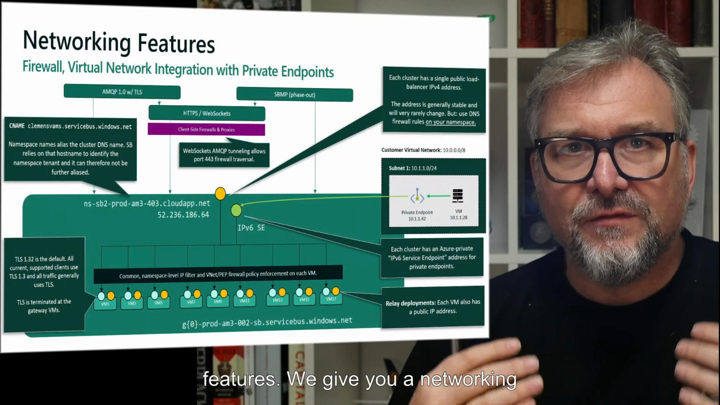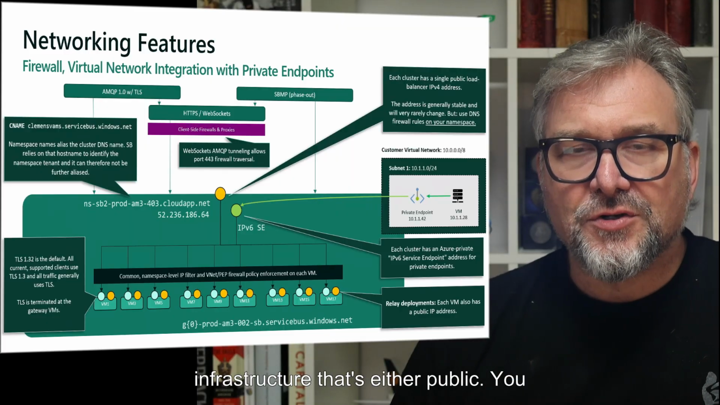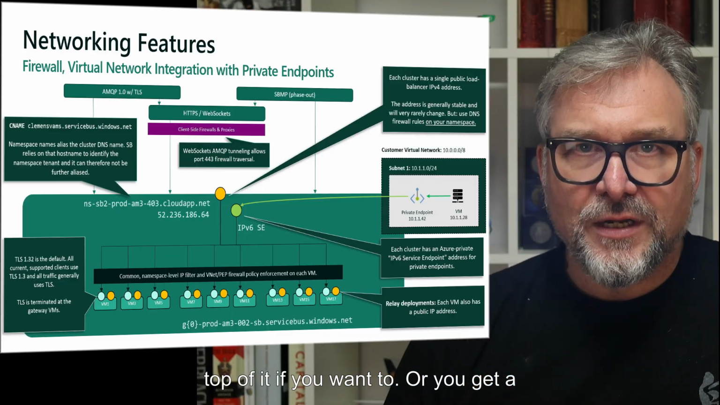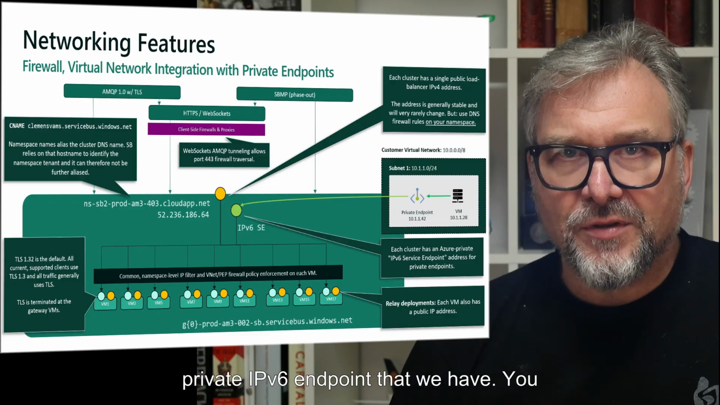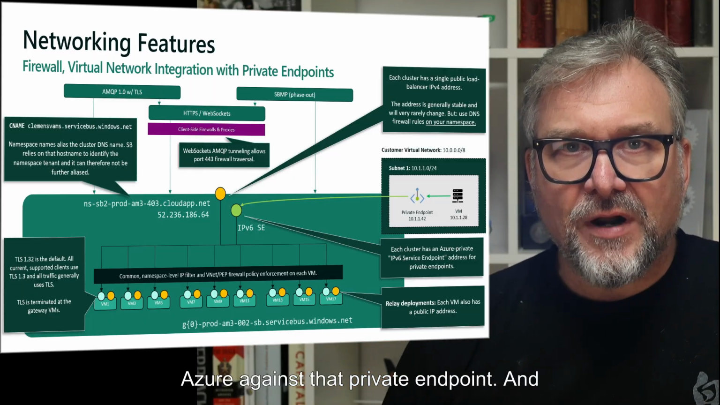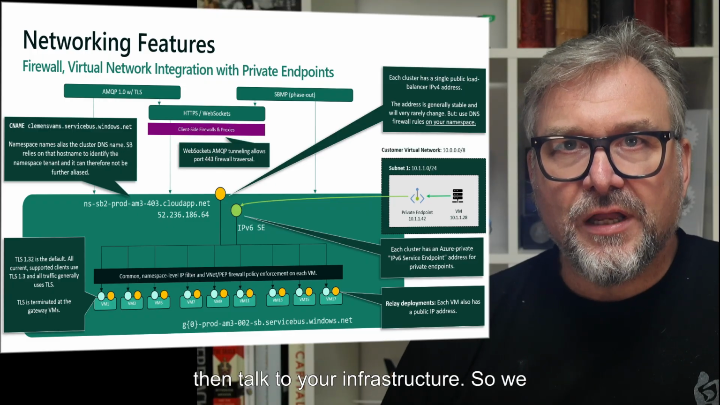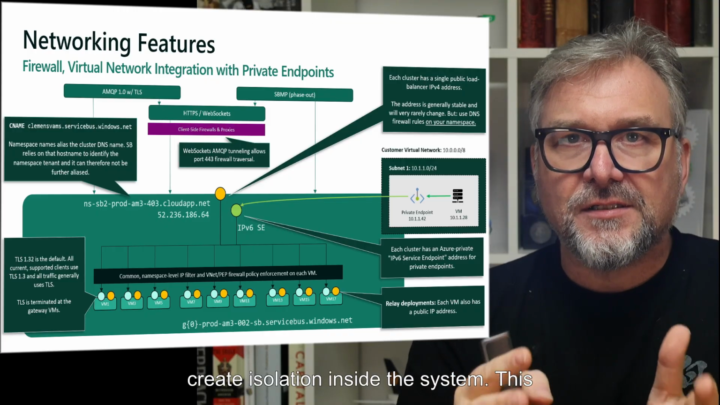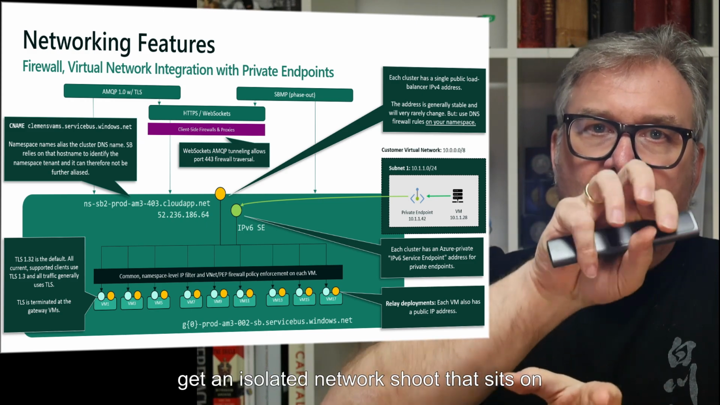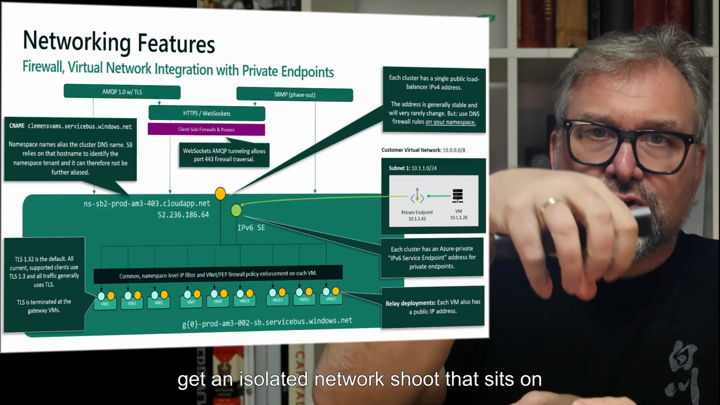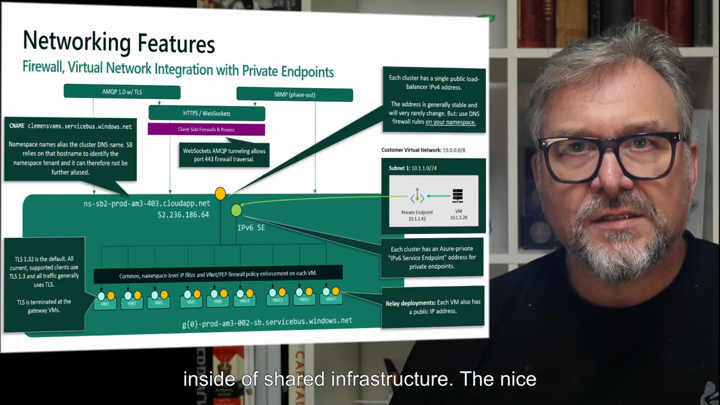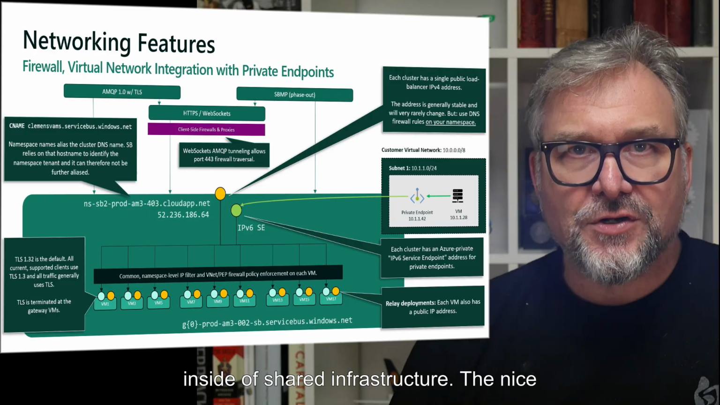Networking features: we give you a networking infrastructure that's either public, with a public endpoint and firewalling on top of it if you want, or you get a private endpoint that goes through a private IPv6 endpoint that we have. You can bind your virtual networks in Azure to that private endpoint and then talk to your infrastructure. So we create isolation inside the system. This is why this is on premium. You get an isolated CPU, isolated memory, and an isolated network chute that sits on top of it, which means you get an isolated pillar, even though all of that runs inside of shared infrastructure.